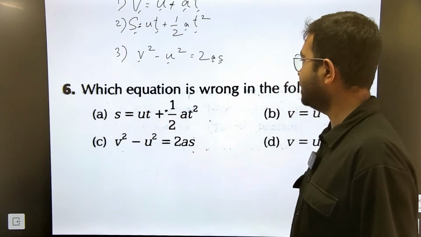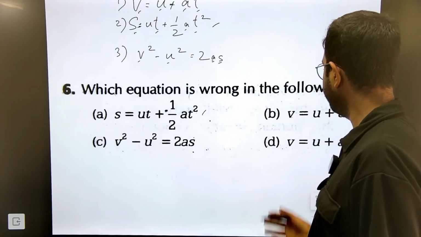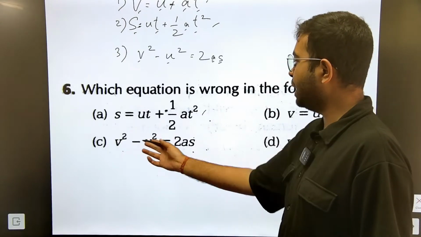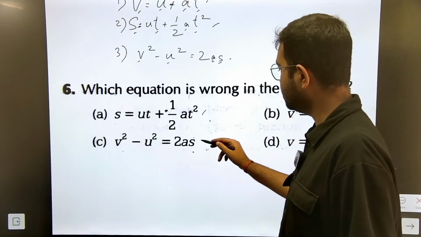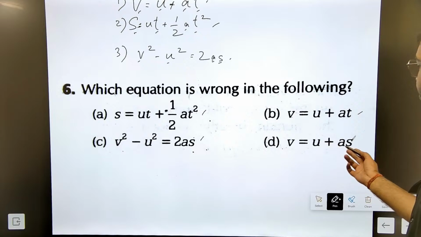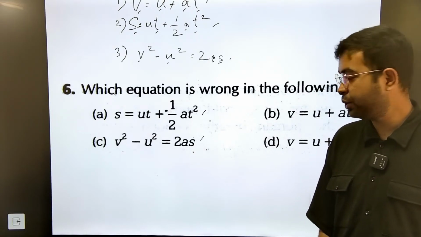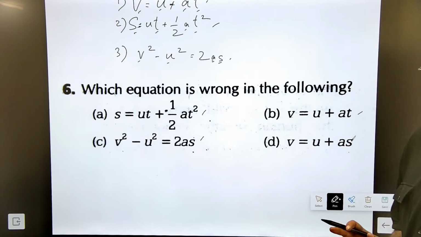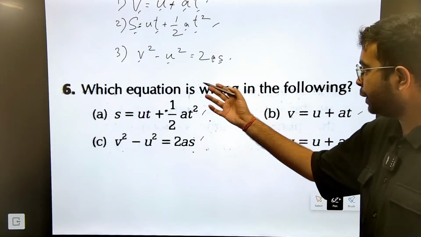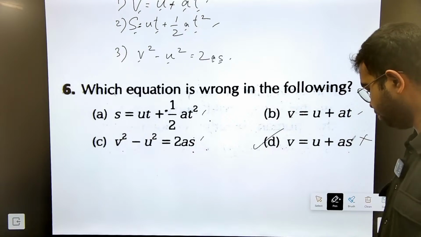s equal to ut plus half at square, this is correct. Then v equal to u plus at, this is also correct. v square minus u square equal to 2as, this is also correct. Now automatically the last option will only be wrong. Or what is the last option? v equal to u plus as. No, we do not have any equation known as v equal to u plus as. This is wrong. And we were asked which equation is the wrong equation in this whole scenario. The correct answer is option D.